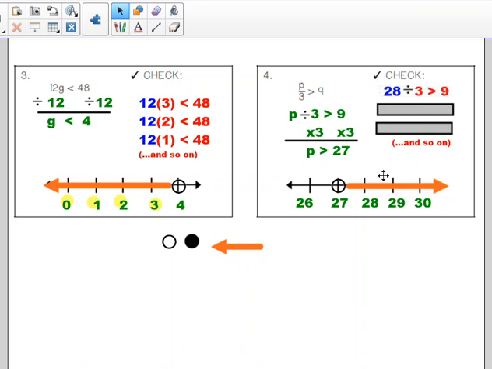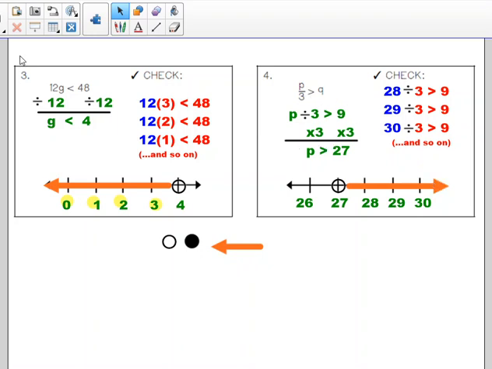Well, if we plug in a 28, we get 28 divided by 3. And that goes into this 9 times with 1 left over. So that's like 9 remainder 1, or 9 1/3. And that is greater than 9. If I plug in 29, well, now I get 9 with like 2/3 left over, or remainder 2. If I plug in 30, well, now I know that's 10, which is greater than 9. So all of the numbers going up from 27 would be solutions for this variable in this context.